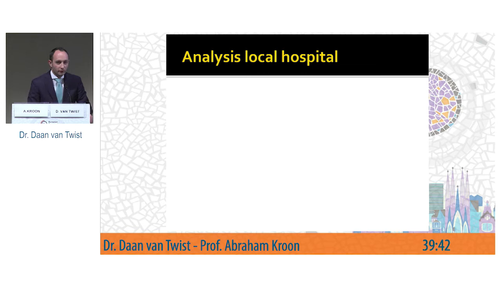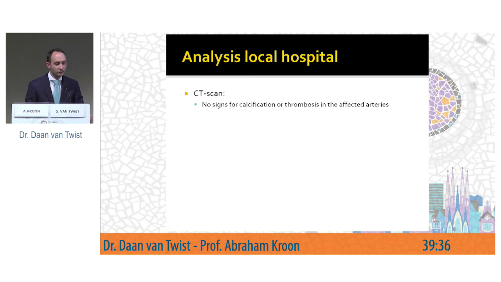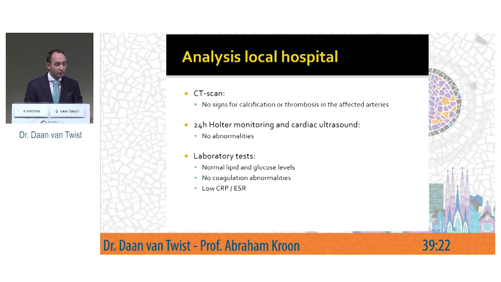So what they did in the analysis in the local hospital, they looked at the CT scan, and as we mentioned before, there were no signs of calcification or thrombosis in the affected arteries, just 2 little spots of calcification in the distal aorta. They did a 24-hour Holter monitoring and cardiac ultrasound, which revealed no abnormalities. And the laboratory tests revealed normal lipid and glucose levels. There were no coagulation abnormalities. They did quite some tests, including lupus anticoagulant and protein C and S levels, all normal, and also the inflammatory markers were normal. And that was the point that she was referred to us in the university hospital.